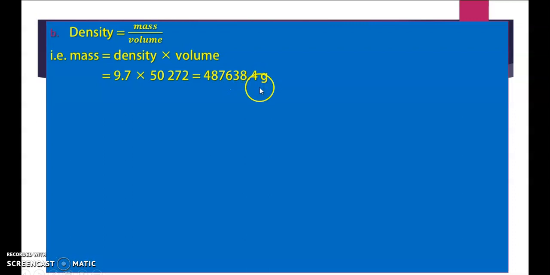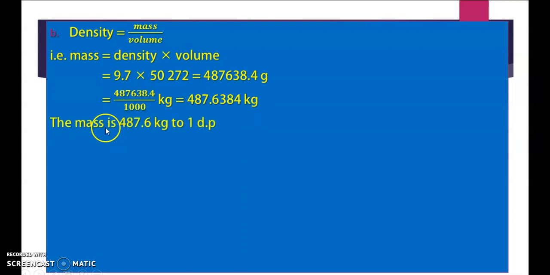By multiplying these two together, we are going to have the mass as 487,638.4 grams. So I'm going to convert the grams to kg. We are going to divide this by 1000, because 1000 grams is equal to 1 kg. So by dividing this figure by 1000, we are going to have 487.6384 kg. The mass is therefore 487.6 kg to 1 decimal place.